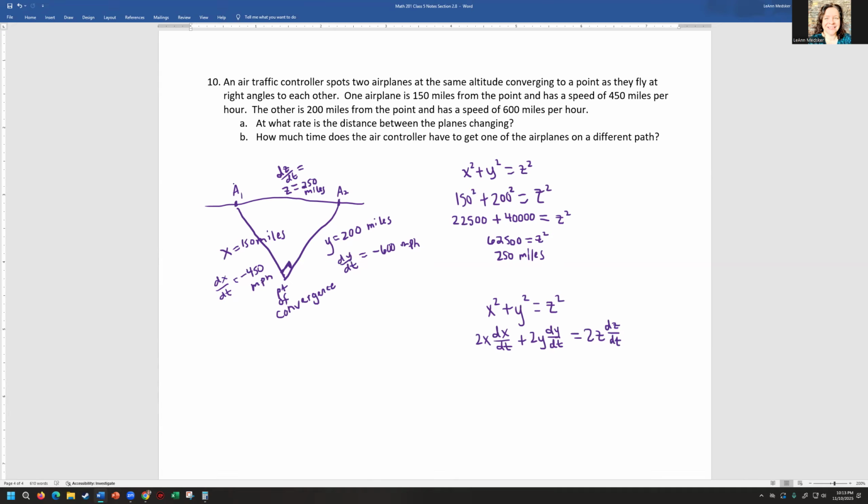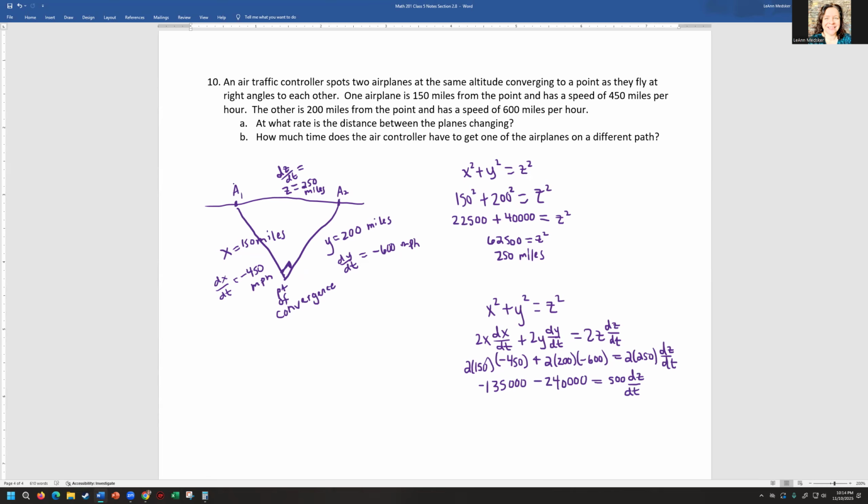We know everything except for dz/dt. So 2 times 150 miles times the negative 450 plus 2 times, we have the 200 miles and the negative 600 equals 2 times 250 dz/dt. So if we work this first part out, that's negative 135,000. So that's negative 135,000. The second one comes out to a negative 240,000. And then this is 500 dz/dt.